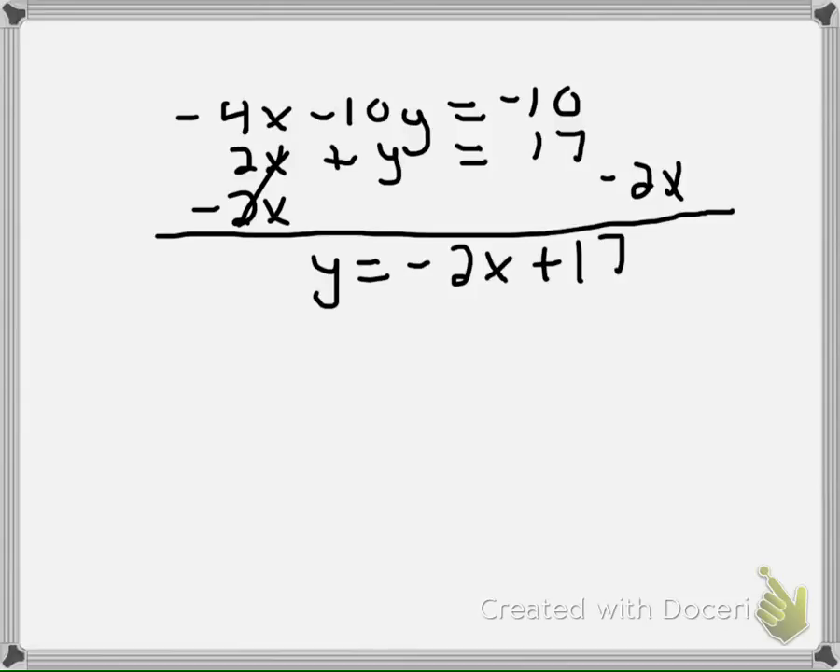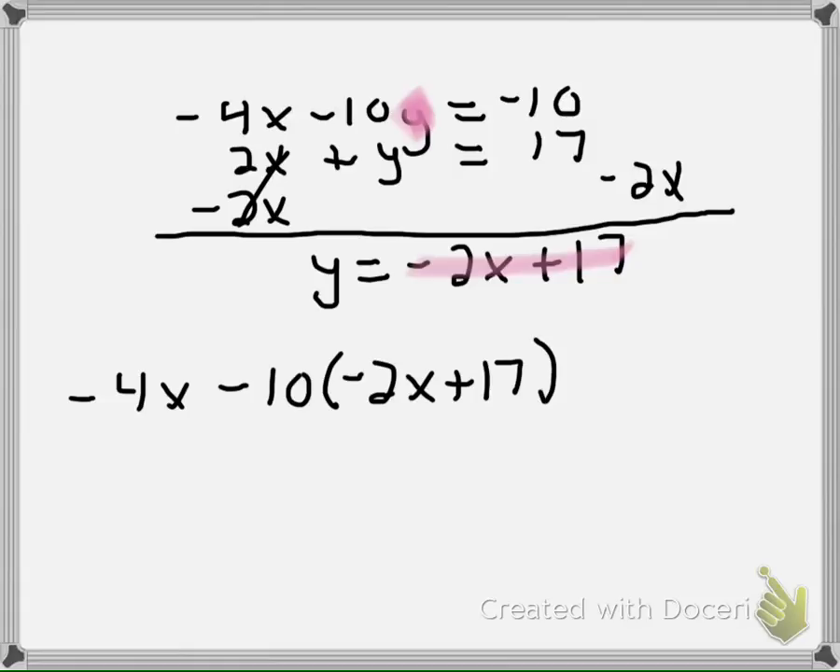So now I'm going to highlight this right here, which is going to go in the y spot. Let's put it in this equation because we've already transformed this one. So we'll put it right here. Okay, so negative 4x minus 10 times, I have to put this in parentheses, negative 2x plus 17, watch your negatives, equals negative 10. I'm just double checking to make sure I copied it right because I often make dumb mistakes when I'm copying. It looks good.